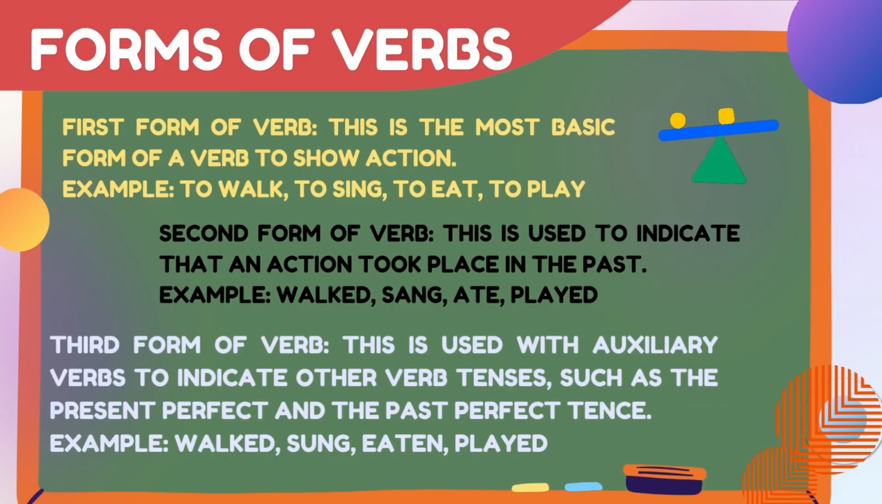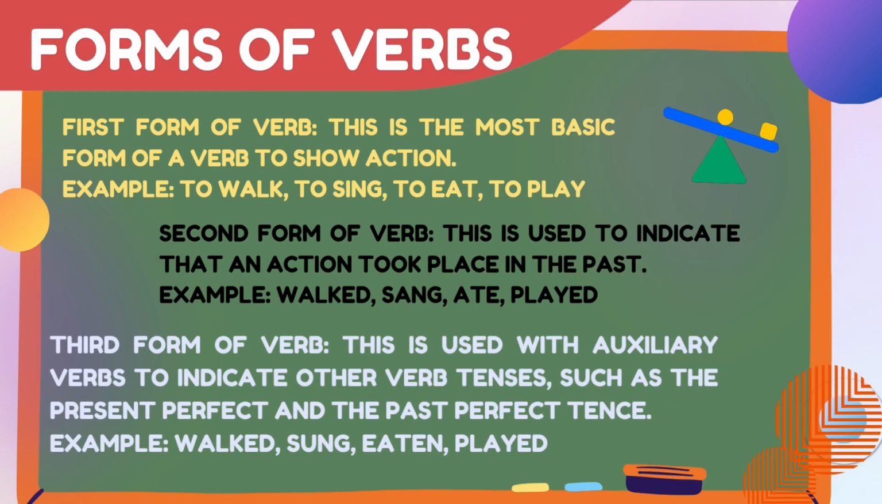There are different forms of verb: first form of verb, second form of verb, third form of verb. The first form of verb is the most basic form of verb to show action. For example, to walk, to sing, to eat, and to play. The second form of verb is used to indicate that an action took place in the past, meaning the action has happened already. For example, he walked, he played.